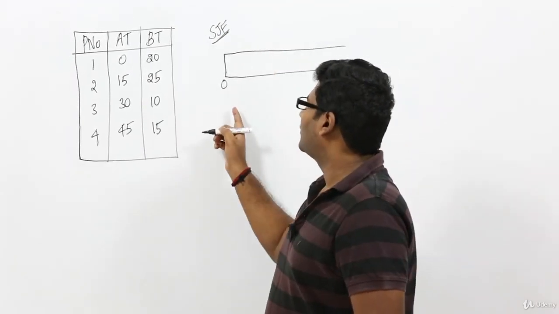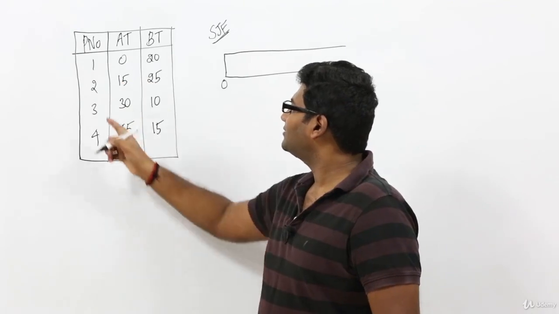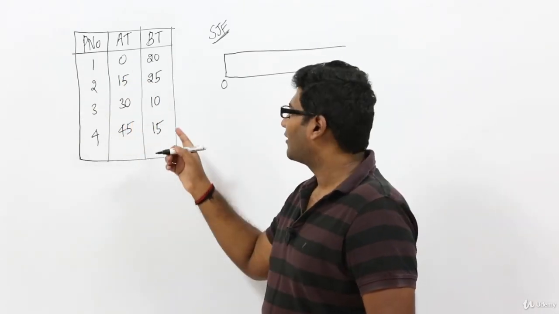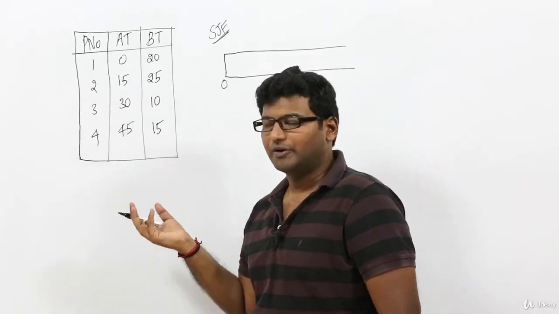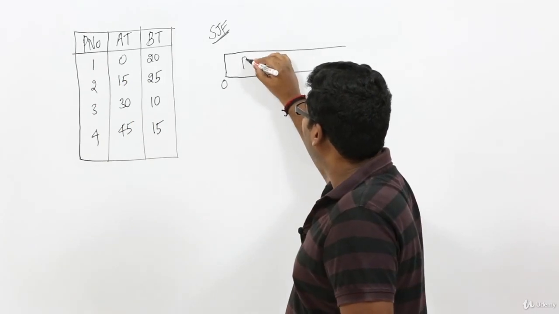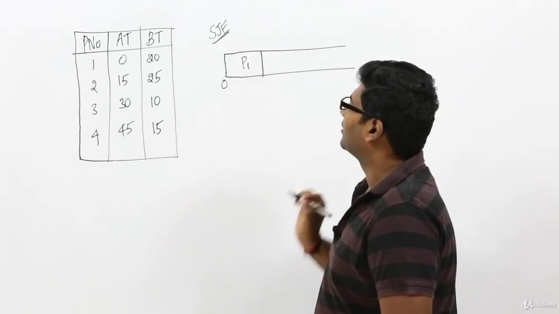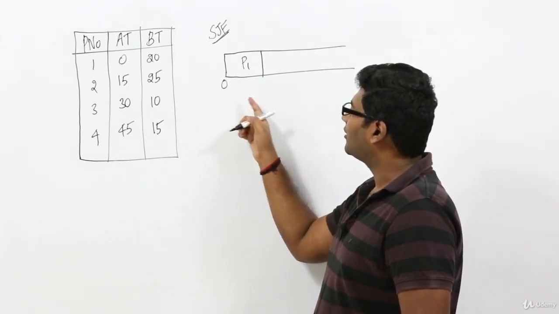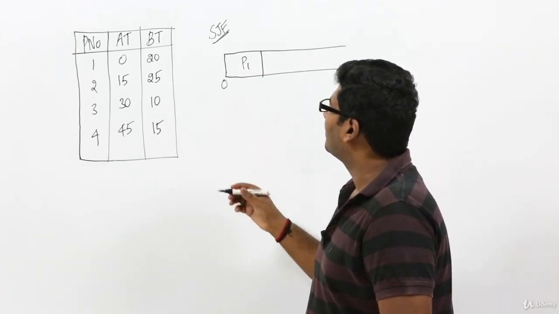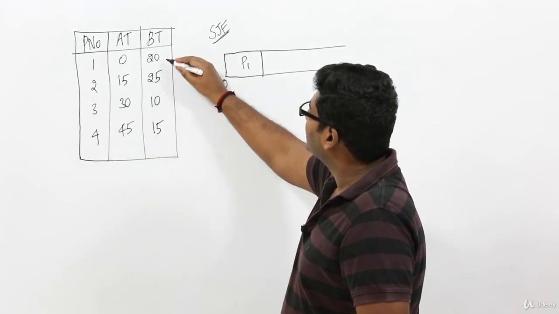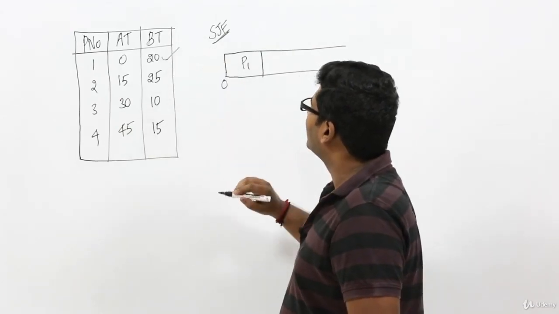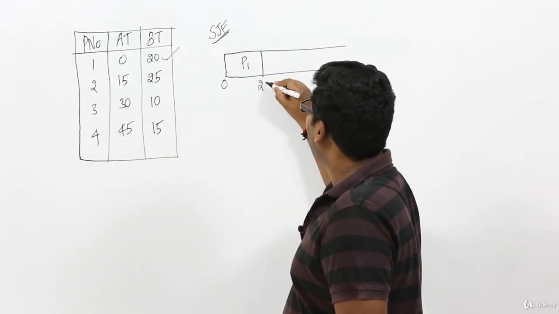At time unit 0, the only process which has arrived is P1. No other process has arrived, so our scheduling algorithm will schedule P1. Since SJF is a non-preemptive scheduling algorithm, P1 will continue until its completion, right? And it needs 20 time units from the CPU, so it will keep going until 20.